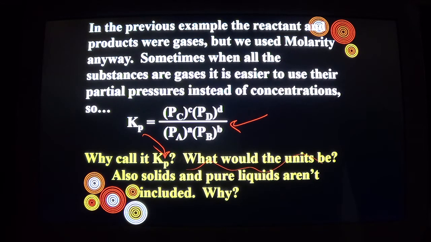Still, with Kp, we're not going to include solids and pure liquids. And the reason is this. What's the pressure that 100 milliliters of water exerts? Yeah, it's not a gas. It doesn't exert pressure. What about a solid? I have 52 grams of salt. How much pressure is that? Exactly. It's a meaningless question. There is no pressure for solids and pure liquids, so we still are not going to include them.